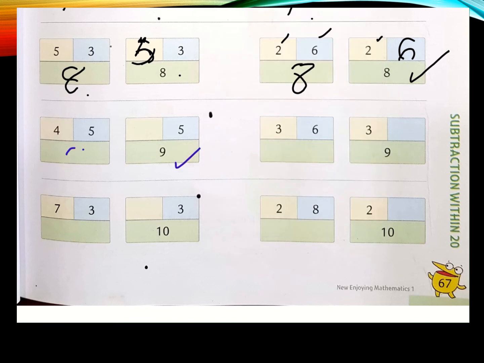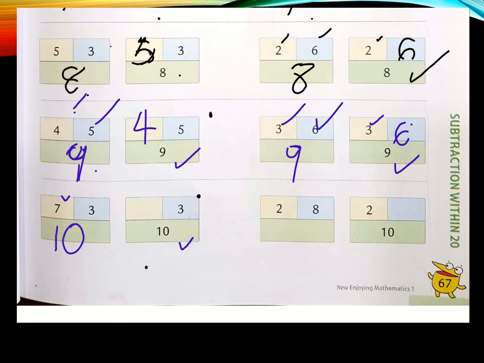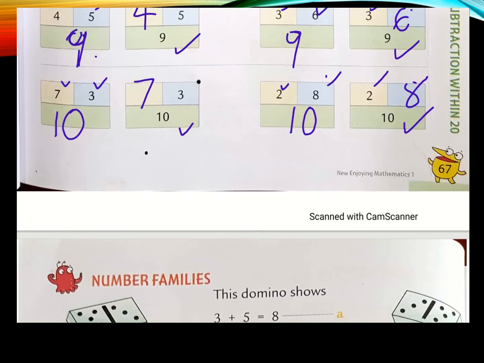9 here. I'm going to write 9 over here. 4 and 5 is 9. 9 here, so 9 here as well. 3 and 6 is 9. 10 here, so I'm going to write 10 here. 7 and 3 is 10. 10 here, so write 10 over here. 2 and 8 is 10. Complete and check your answers.